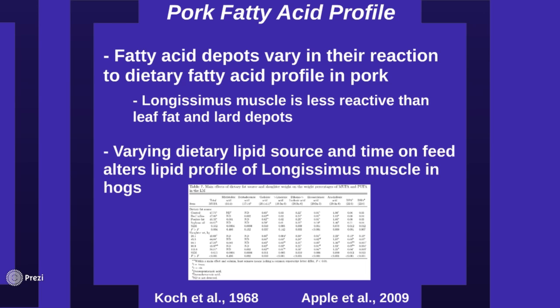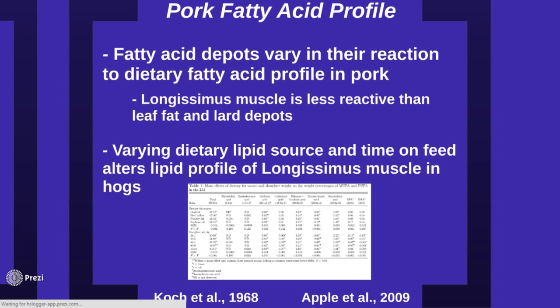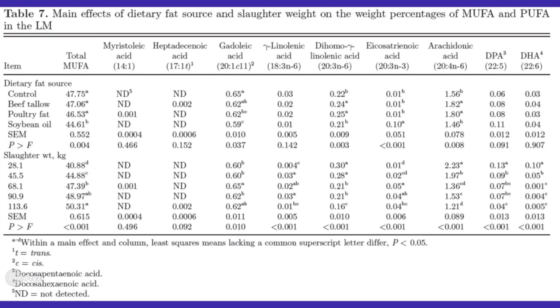However, the varying dietary lipid source and the time on feed does alter the lipid profile of the longissimus muscle, specifically in hogs, but also in other non-ruminants. So we can look in here from Cook and others' paper back in the late 70s and see that they had 3-4 different types of fats: soybean oil, poultry fat, or lard, or chicken fat, as well as beef tallow. You have to go to the paper to read this yourself, or trust me. The quantities seen for myristoleic, heptadecanoic, linoleic, linolenic, and dihomolinoleic, and so on and so forth. And they've got these tables for saturated fatty acids as well. They're going to mirror what those dietary lipid profiles were.